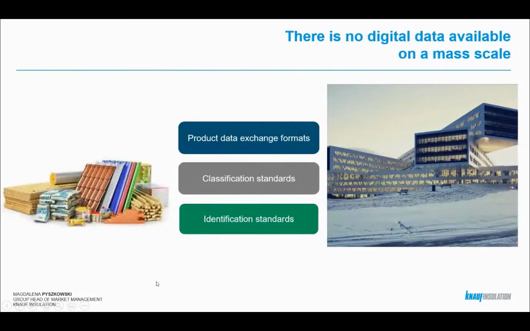So what we see as the main barriers today to have this digital collaboration is that we should deal with product data exchange formats, classification standards, and identification standards. And this is why we need this kind of collaboration between different organizations working together. And this is why we also need to understand how we can do this in a practical way.